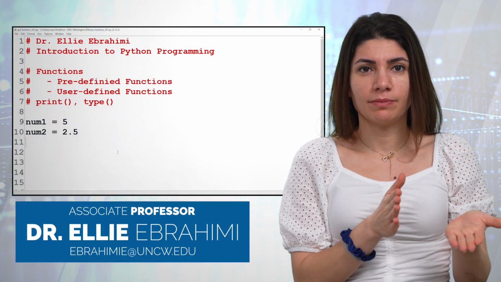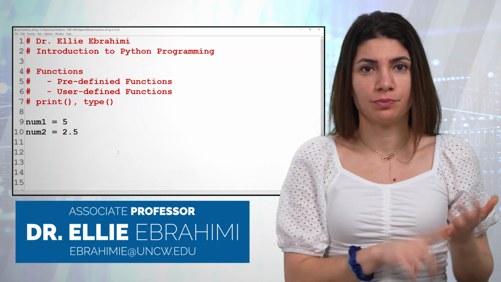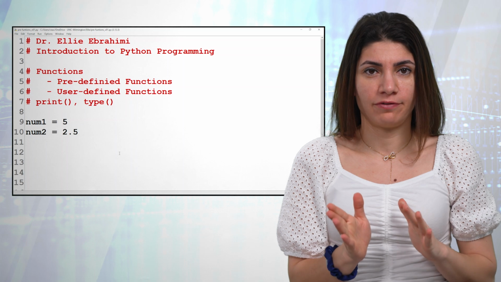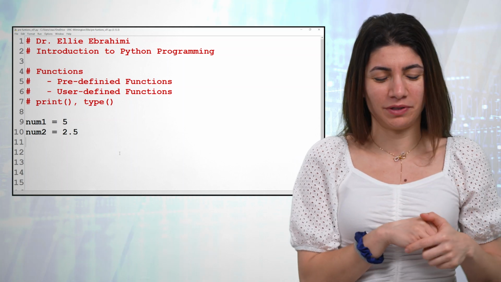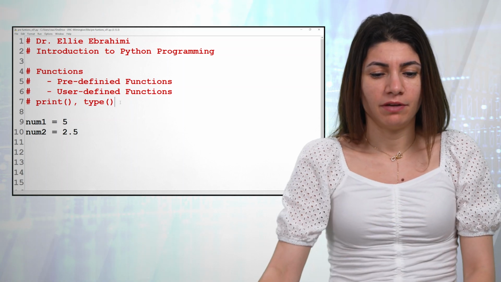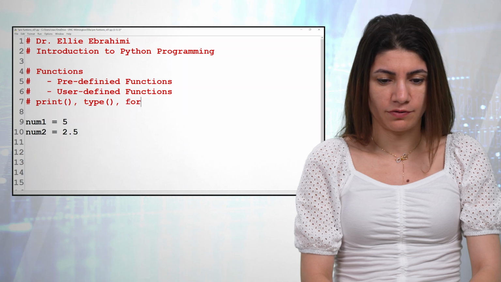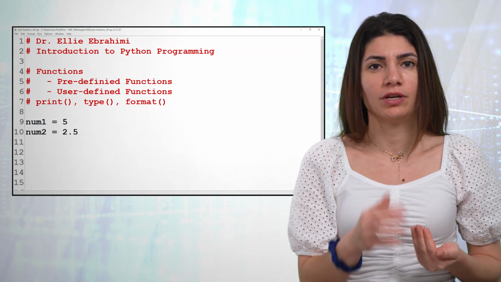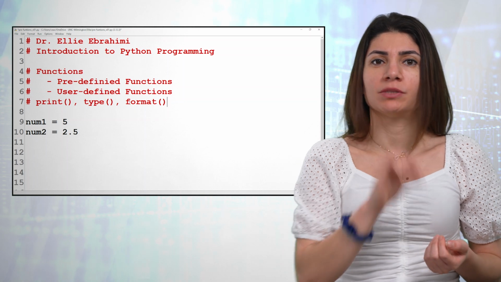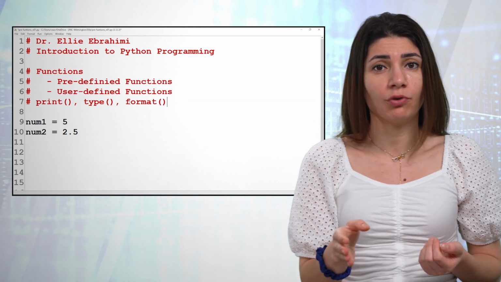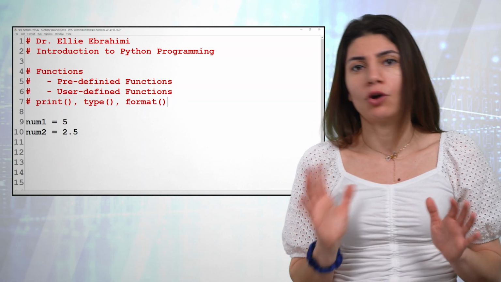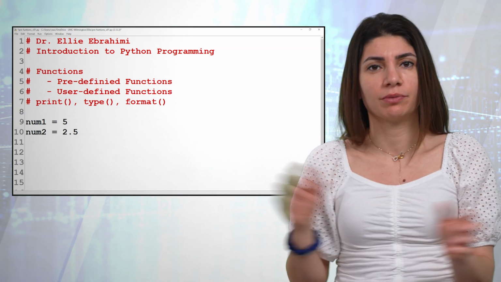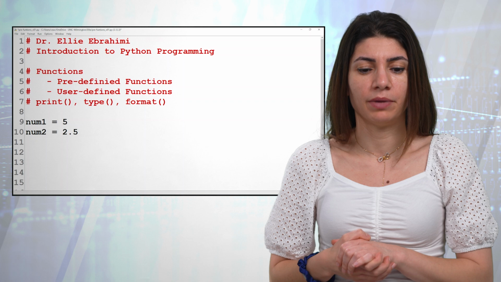All right, so far we talked about two predefined functions, print and type. In this video, we're going to talk about the format function, and we are going to combine it with print as well. But the main focus is going to be on this function that is called format. There are different ways that you can use the format function. I'm going to talk about one specific way of using it, but again, there are other ways to use it, and later on in other videos, I'm going to show you different methods.